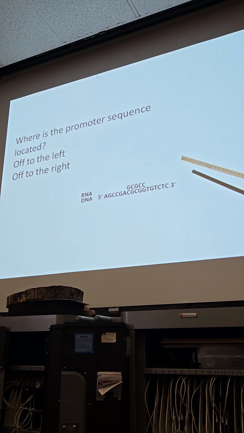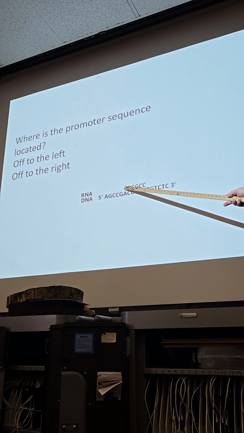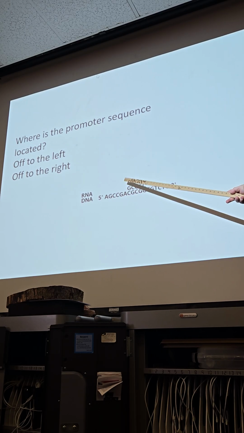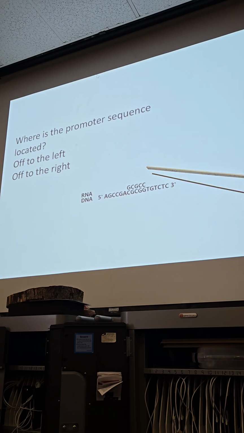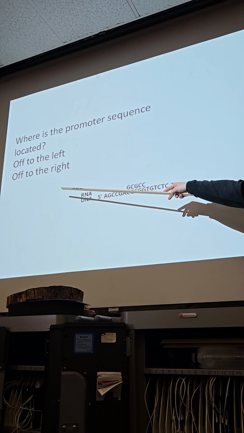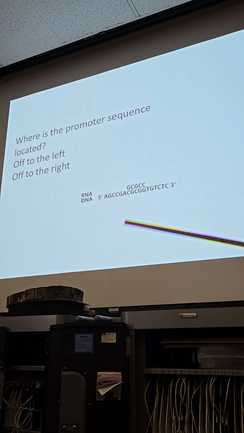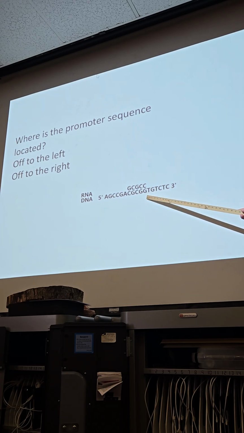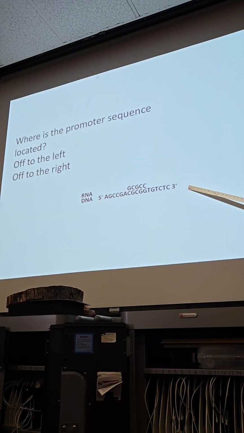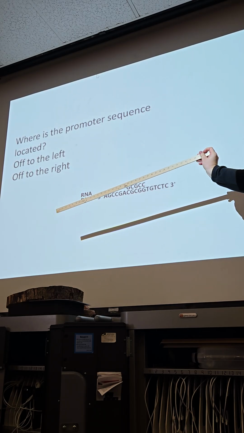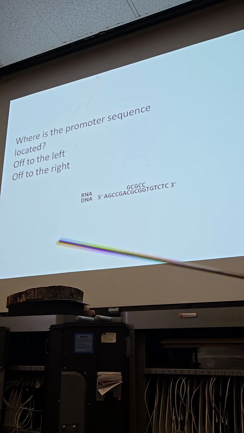What direction am I building? Where am I building? This side or this side? Left side. We're building on the left. We're going in that direction. Therefore, where is my +1? To the right, right here. Where is my -10? That way. Where is my -35? Off to the right. So we're going in that direction. Wait, we're going to the left?